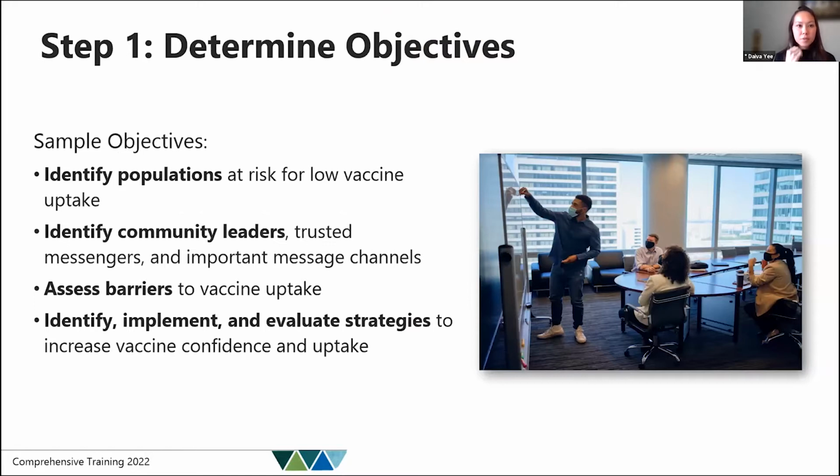So that first step is to determine your objectives. These are just a couple of sample objectives that you may want to use for your evaluation. To identify populations at risk for low vaccine uptake. Maybe you'll want to identify community leaders, trusted messengers, or important message channels that you can use to get messages out to the community. Assess barriers to vaccine uptake. And then identify, implement, and evaluate strategies to increase vaccine confidence and uptake. So just a couple of sample objectives here for you to think about.